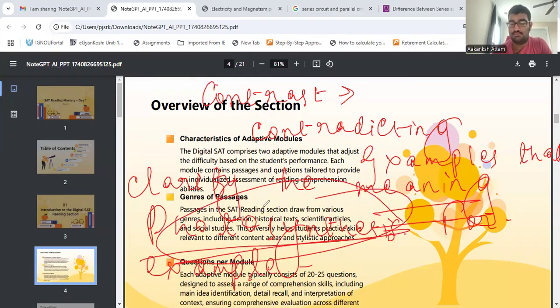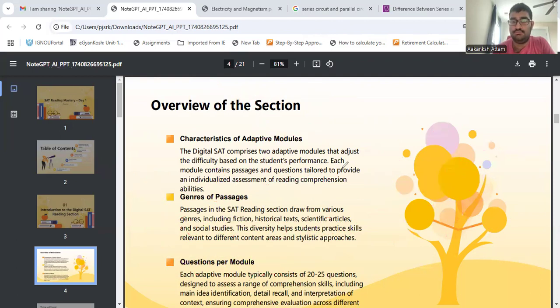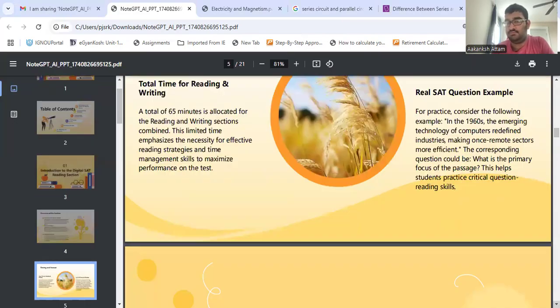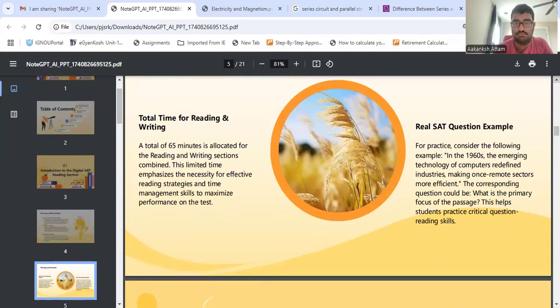So did you understand the three different types of context clues? Okay, amazing. Now, we understood the various kinds of questions which we will be encountering in the module. Now let's get to know about the timing and the format. So a total of 65 minutes will be allocated to you for the reading and writing section combined. Now, let's practice an example.